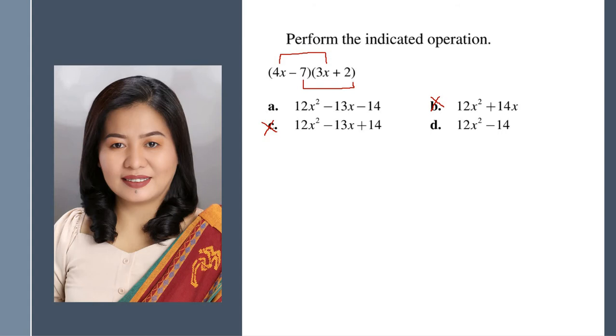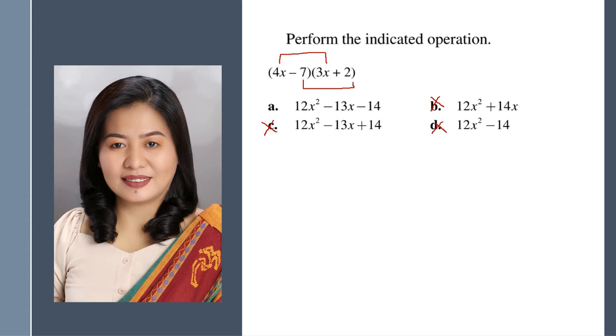Because a binomial with different terms will always yield a trinomial. So if you have 4x minus 7 and 3x plus 2, that's assuming that the numerical coefficients and the literal coefficients are the same. So it will give us letter A, and D is eliminated because it has only two terms in the answer.